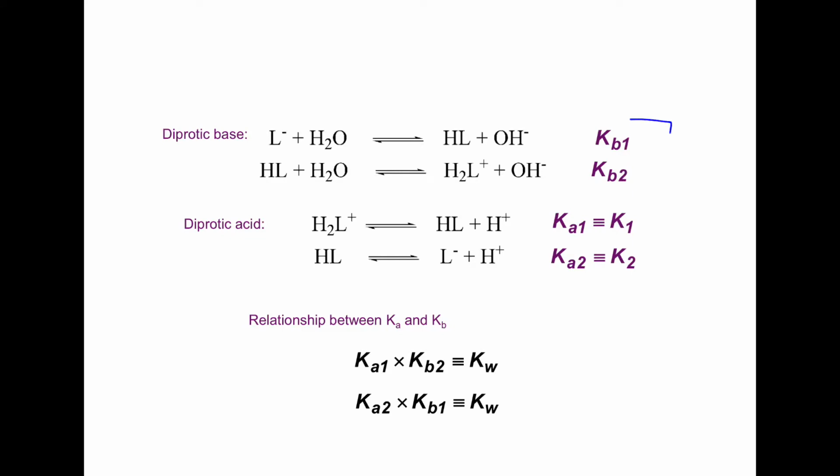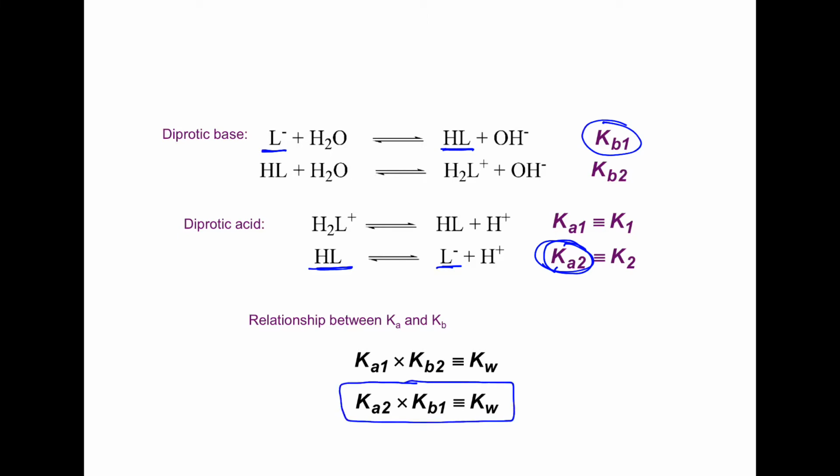Now, when we're comparing the Kbs and the Kas and seeing how they link up to each other, I want to show you, if I just concentrate on this reaction first, this is the reaction between L- and HL. So the equilibrium is between L- and HL. If we look onto the acidic side, the relationship between L- and HL is Ka2. So Kb1 and Ka2 are talking about the same equilibrium from different points of view. And that's why they multiply together to be Kw.